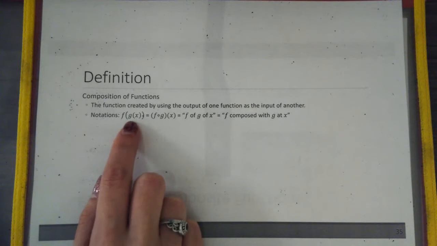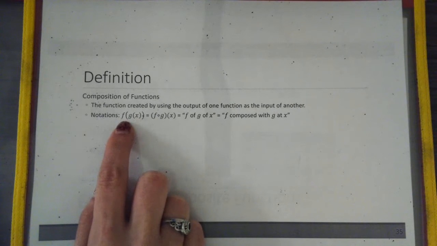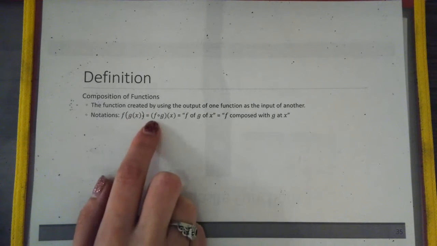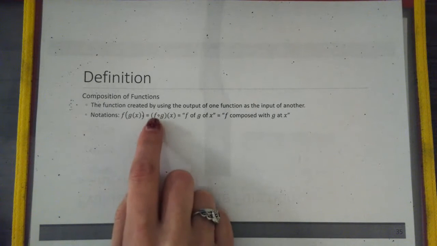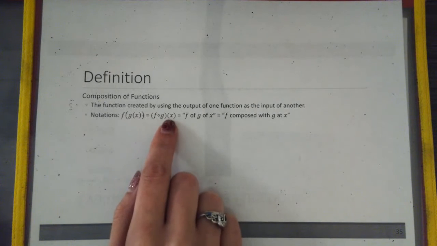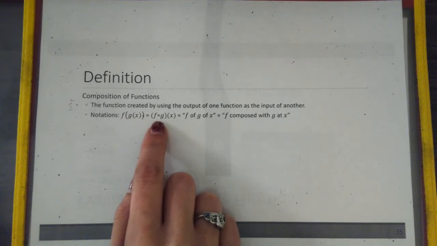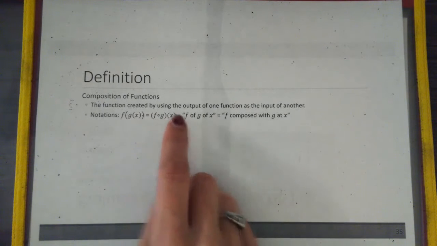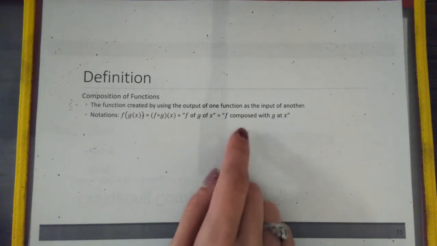So we take the output from g of x and plug it into function f. Another way we may notate this is f circle g of x, which we read as f composed with g at x. And you can see the way we read these out loud following that.